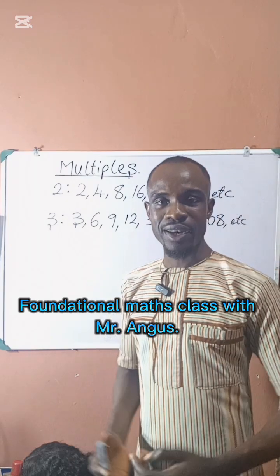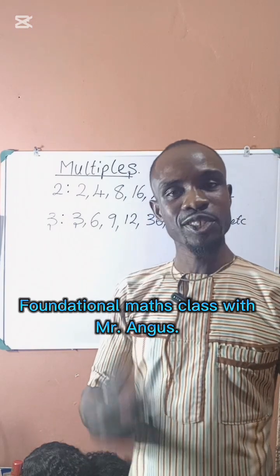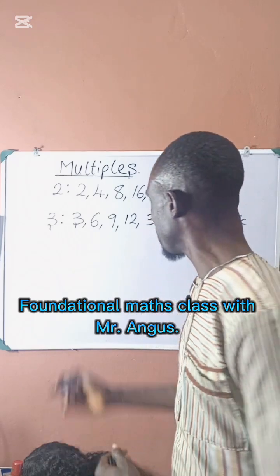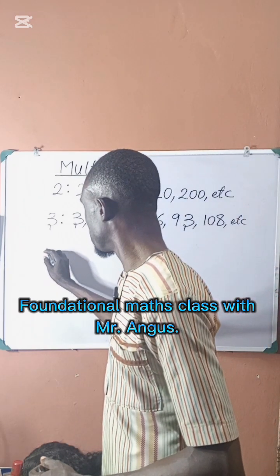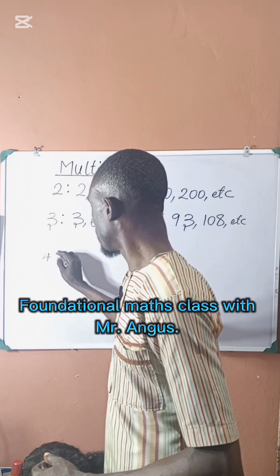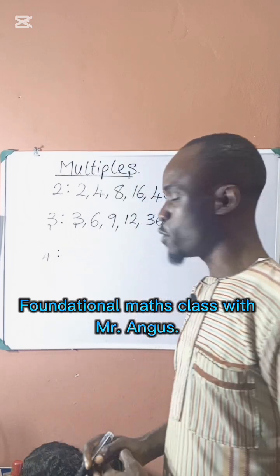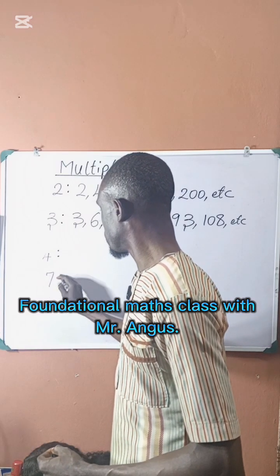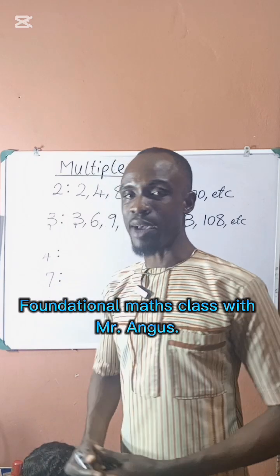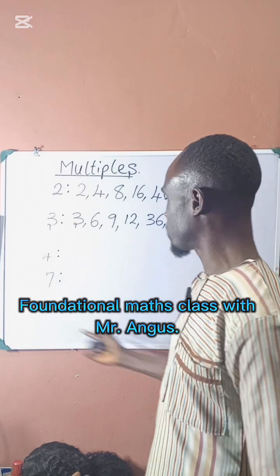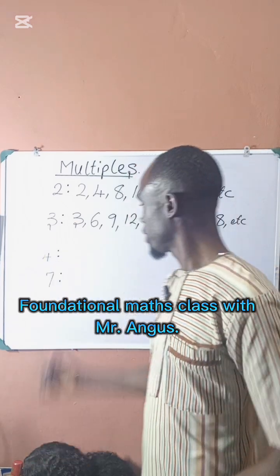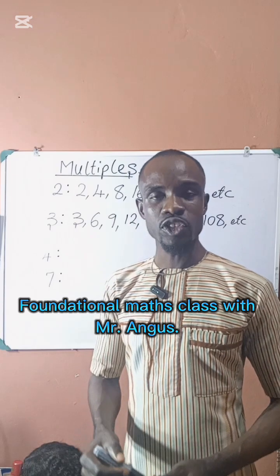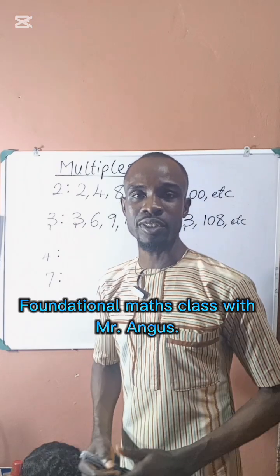Alright, so having learned this, I want you to give me some other multiples of these numbers or these factors that I'm going to give you now. Give me 5 multiples of 4, and also 5 multiples of 7. That means give me 5 other numbers which are divisible by 4, and also give me 5 other numbers which are divisible by 7. Those numbers are called multiples.